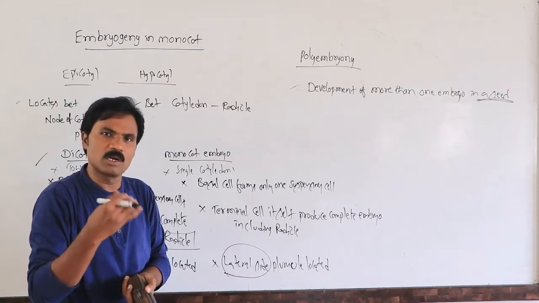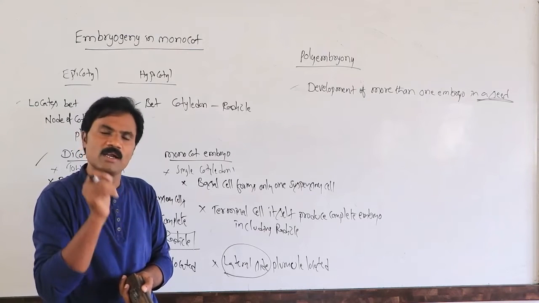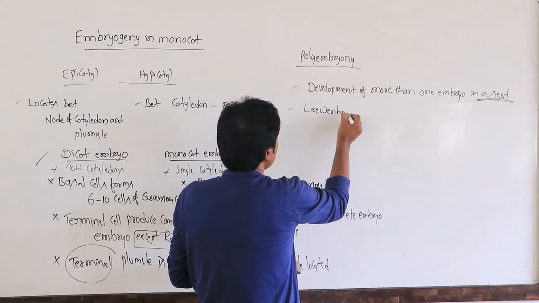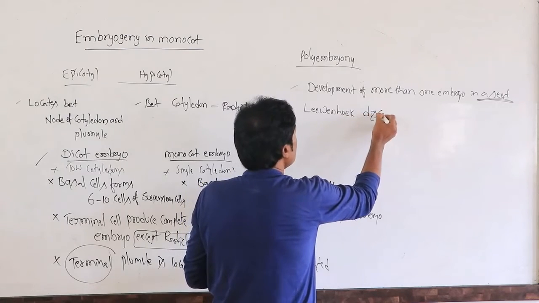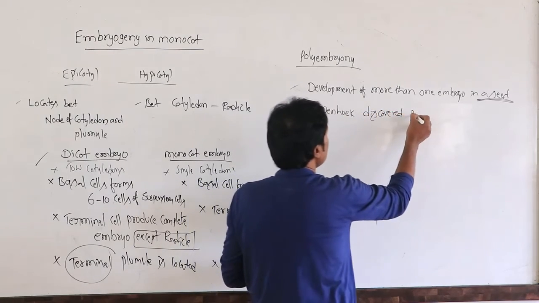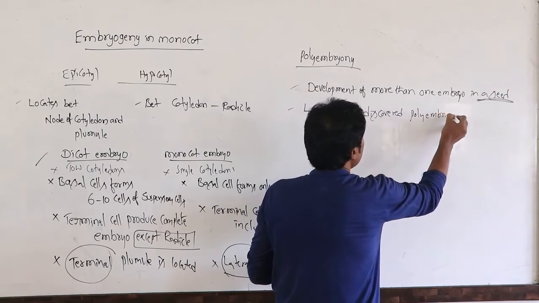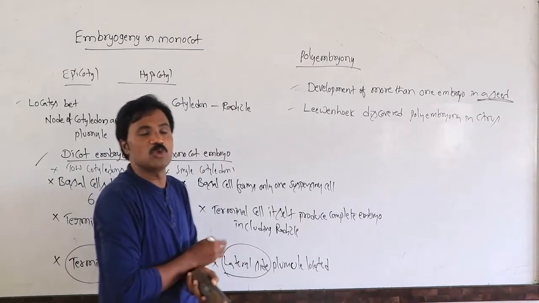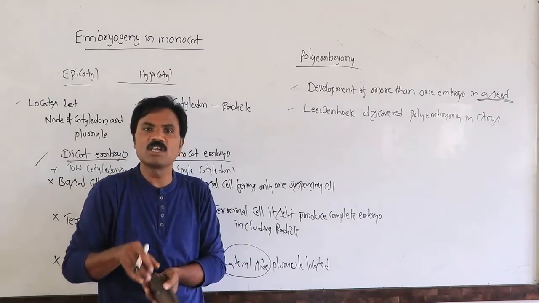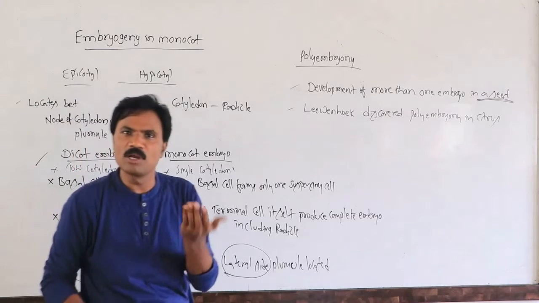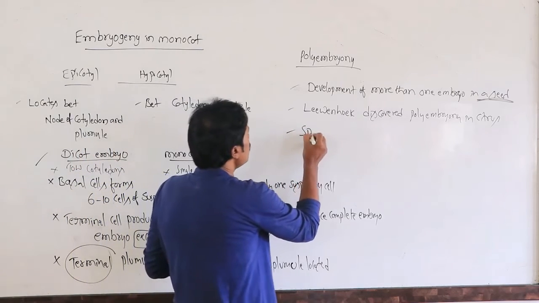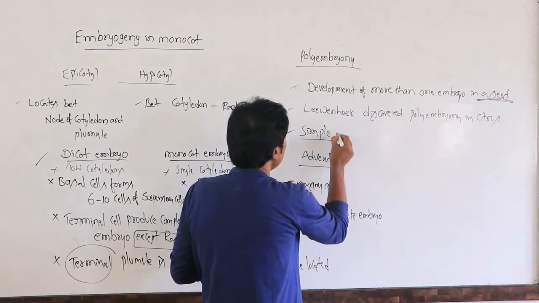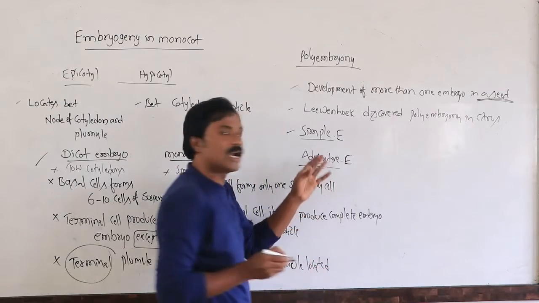Who is the scientist that heard about polyembryony? Leeuwenhoek, who discovered polyembryony in citrus plants. According to the formation of embryos, there are two types: simple embryony and adventive embryony.